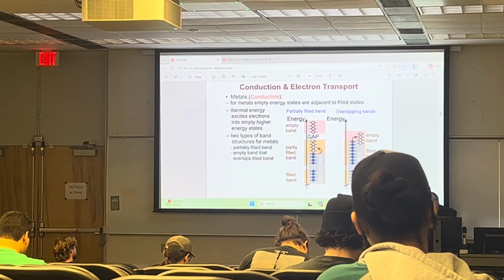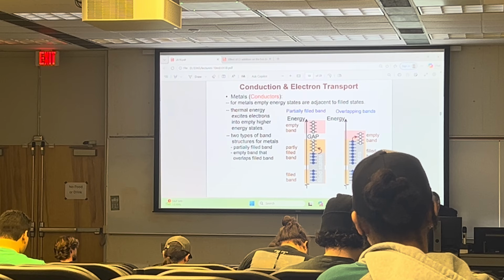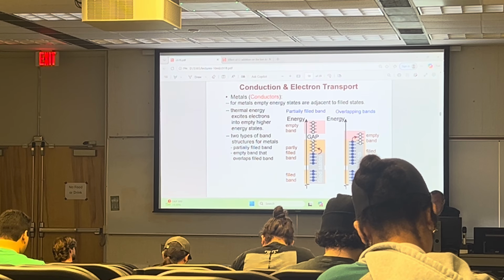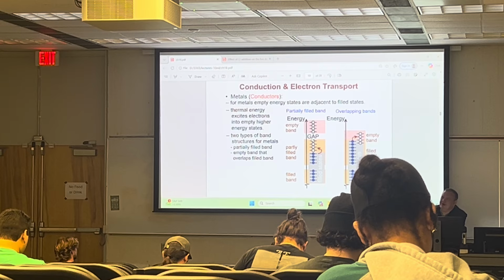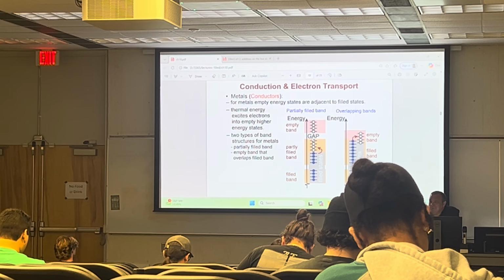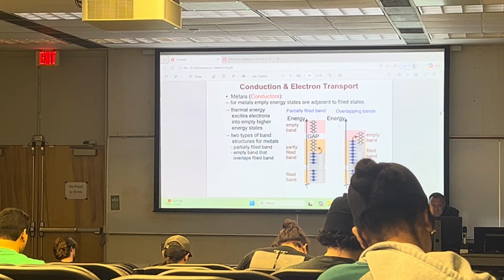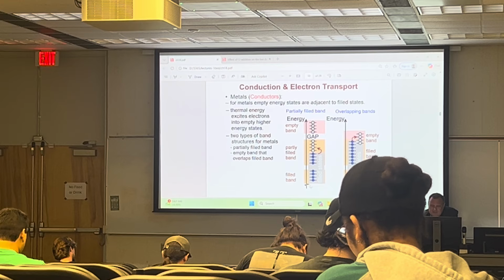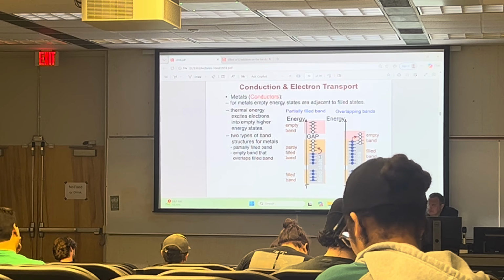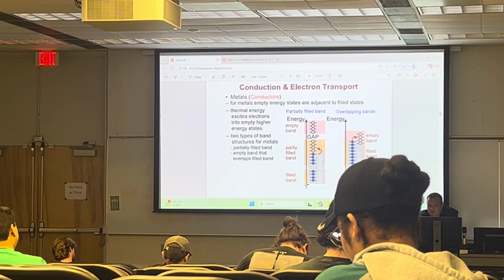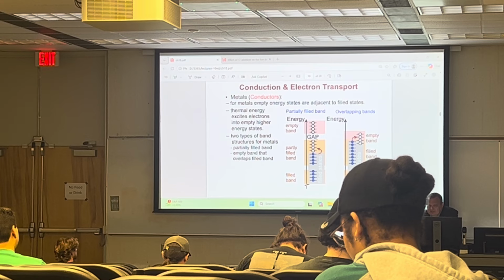What do electrons have? Charge. They have charge. That's very important, right? Okay. So if we look at conductors, these are the filled states, and then there are empty states. So the electrons could jump into those empty states.